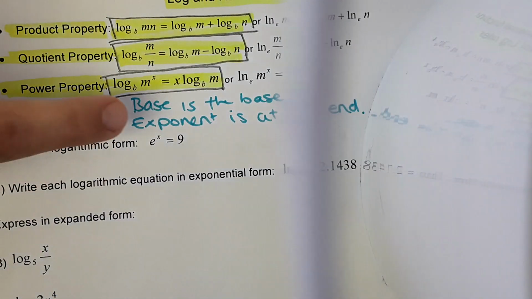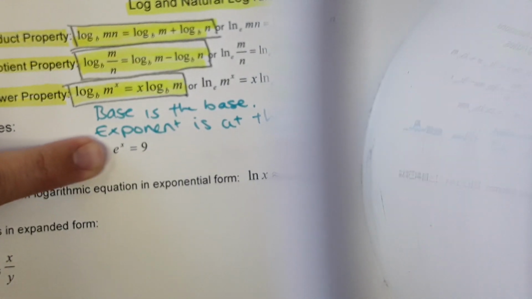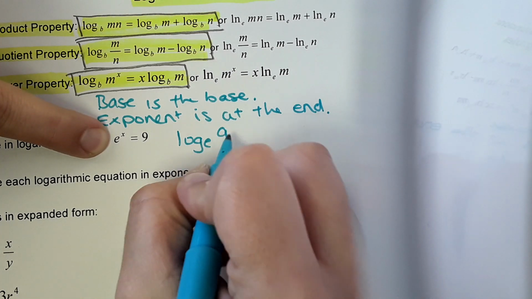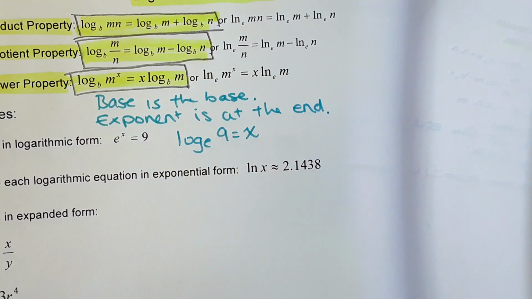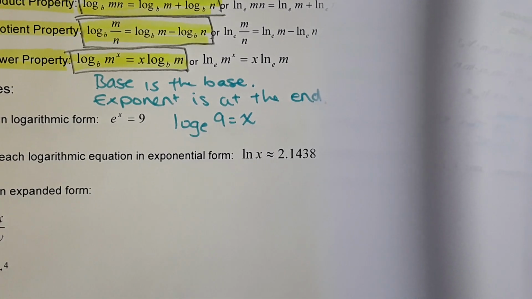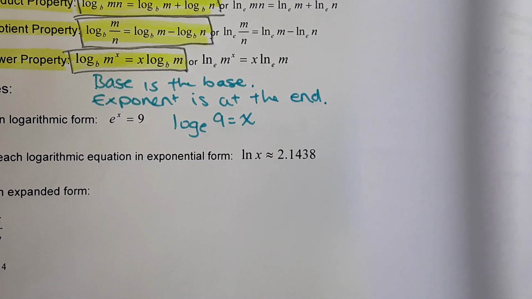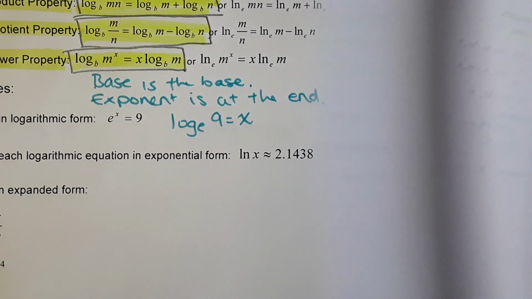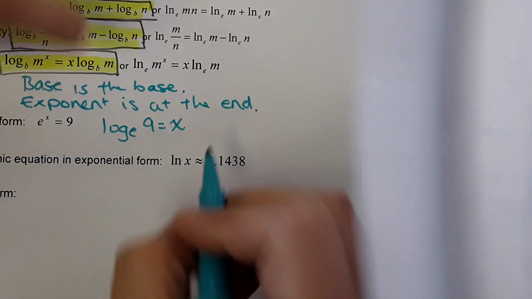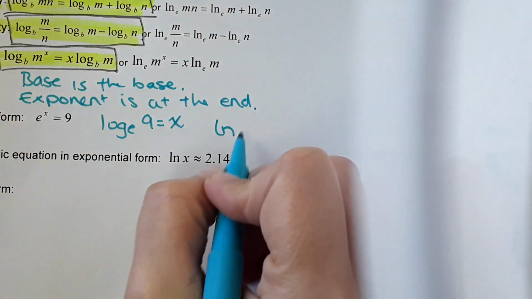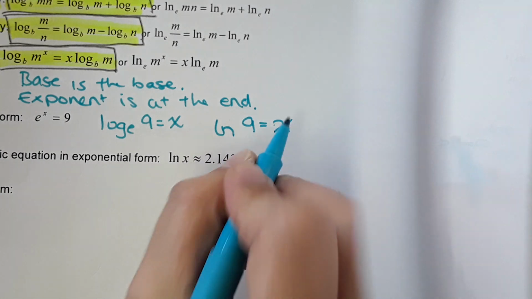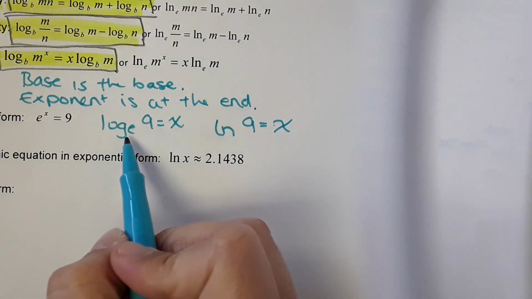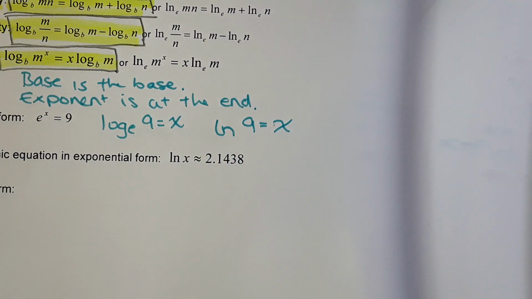So write in logarithmic form right here. Base is the base. So this is going to be log e 9, and then exponent's at the end. Then we're going to also write this with ln. So over here, log of e is ln. ln 9 equals x. So when you have log of e, that is equal to ln, so we just rewrote it with ln.